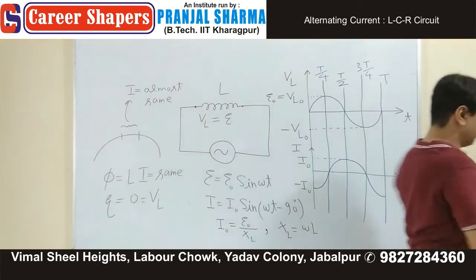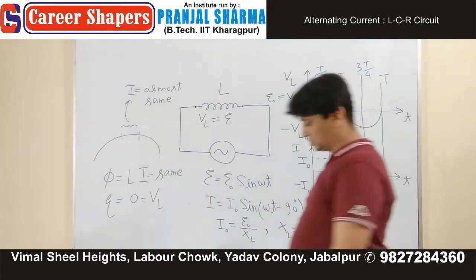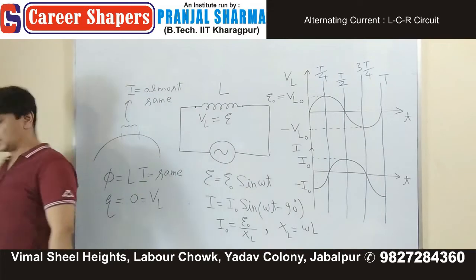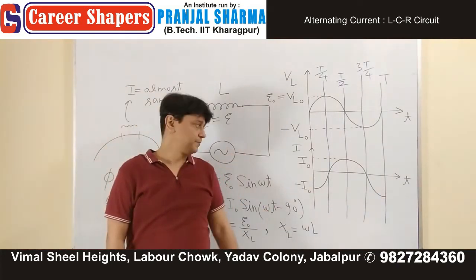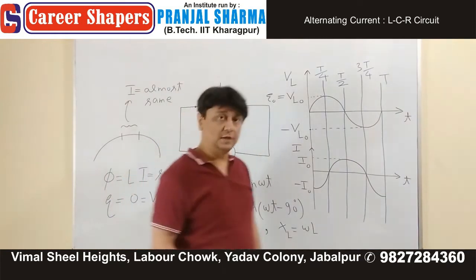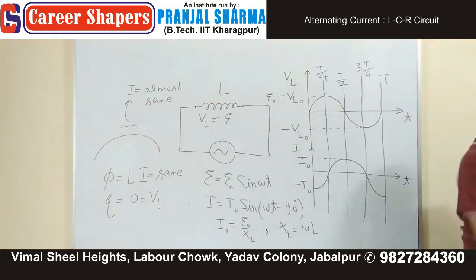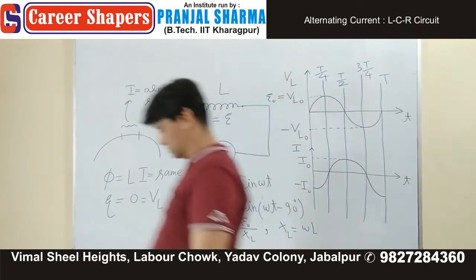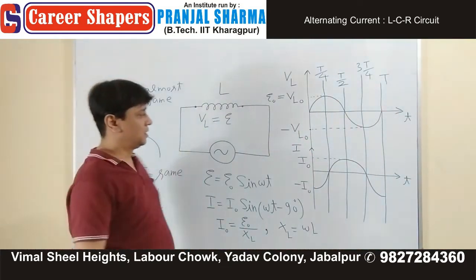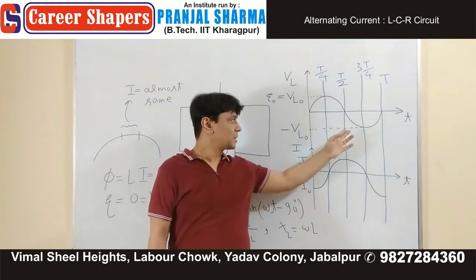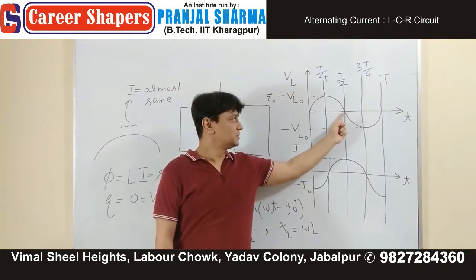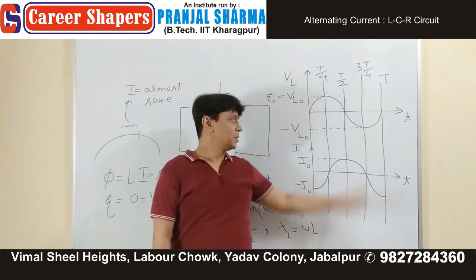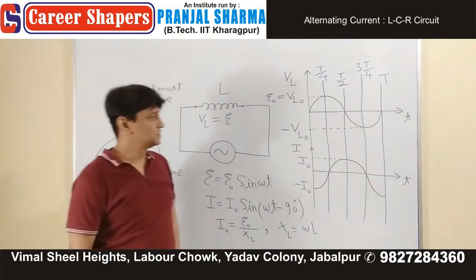At T by 2, current is almost saturated, and therefore di by dt is 0. And because of that, VL is 0.